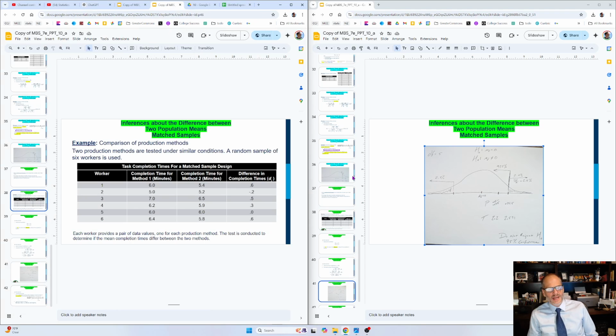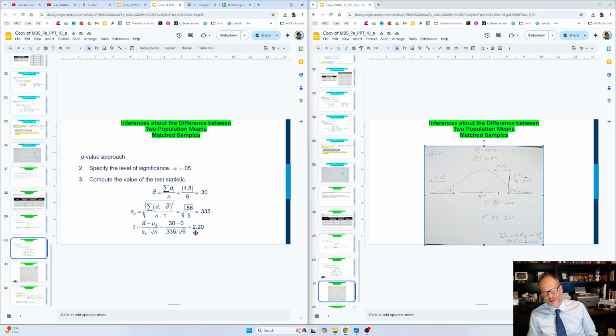So because of that, I don't really know what this distribution looks like, but I just drew a bell curve anyhow. And so here I'm putting that the population mean of the differences is equal to 0, just kind of in the middle. And I get my t-statistic of 2.20. And so I just put that down here, 2.20.